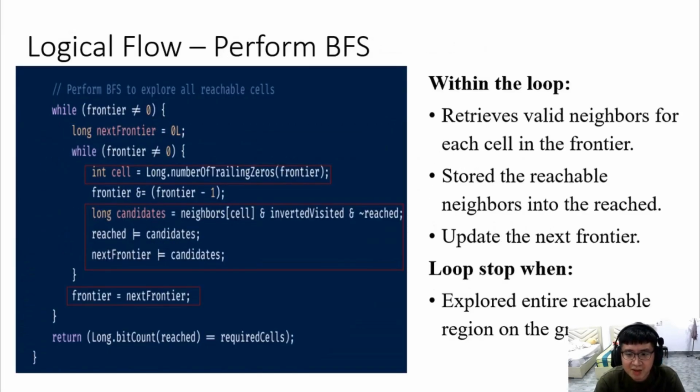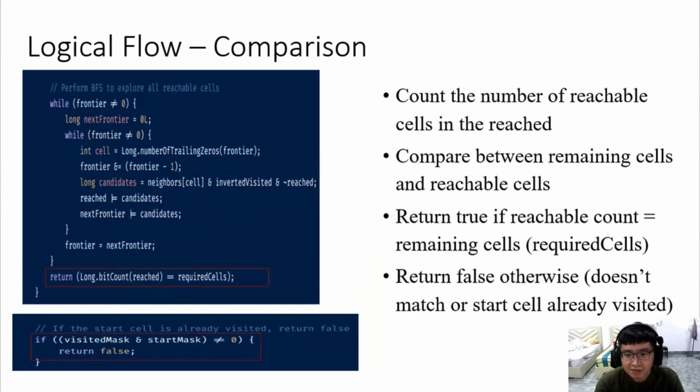When performing the BFS, the method first retrieves the valid neighbors for each cell in the current frontier using the pre-computed bitmask. Likewise, it will also store the reachable neighbors into the reach and then update the next frontier. The loop will continue to operate until the entire reachable region on the grid map is explored, and will stop when there's nothing left.